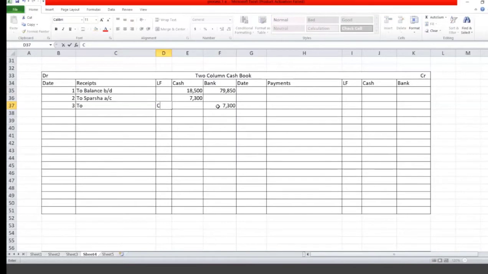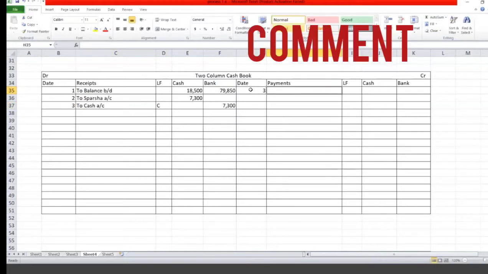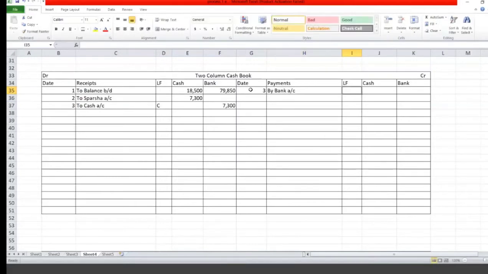What is the transaction we will write? It's entered in the bank, so we will be writing to cash account. Got it? Now payment side: for whom it is payment, for cash it is payment. So when you are writing in the cash column, we will call it by bank account. So it is a contra entry. Write down C and the amount 7,300 in the cash column.